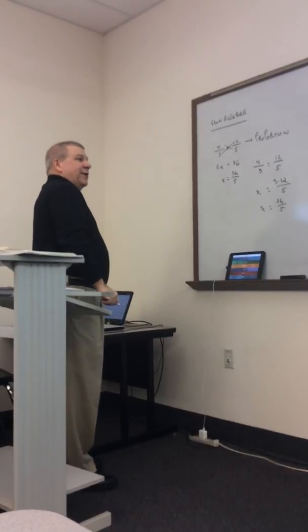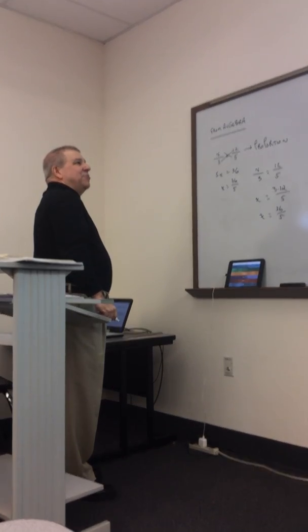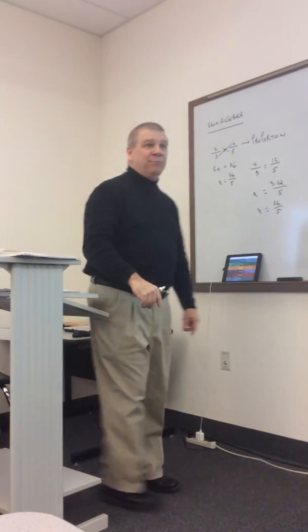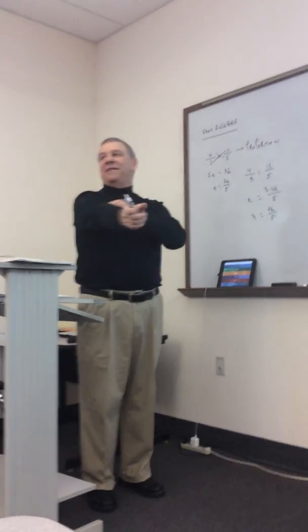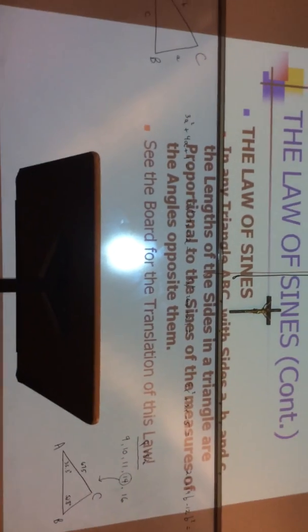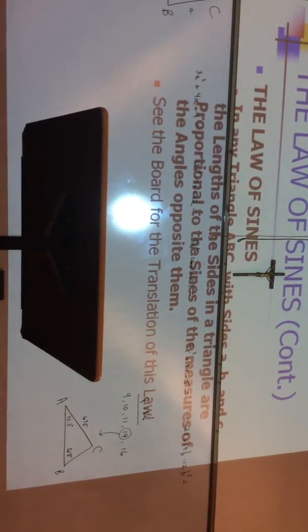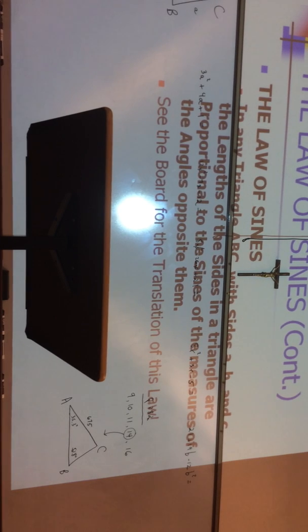All right, here we go. Law of sines. You don't have to write that down. I want you to look at what it says. I'm going to give you the abbreviated version up here on the board. It says see the board for the translation of this. So here we go. What it says, in any triangle with sides A, B, and C, the lengths of the sides are proportional to the sines of the angles opposite them. Now I'm going to write that out and translate all those words.